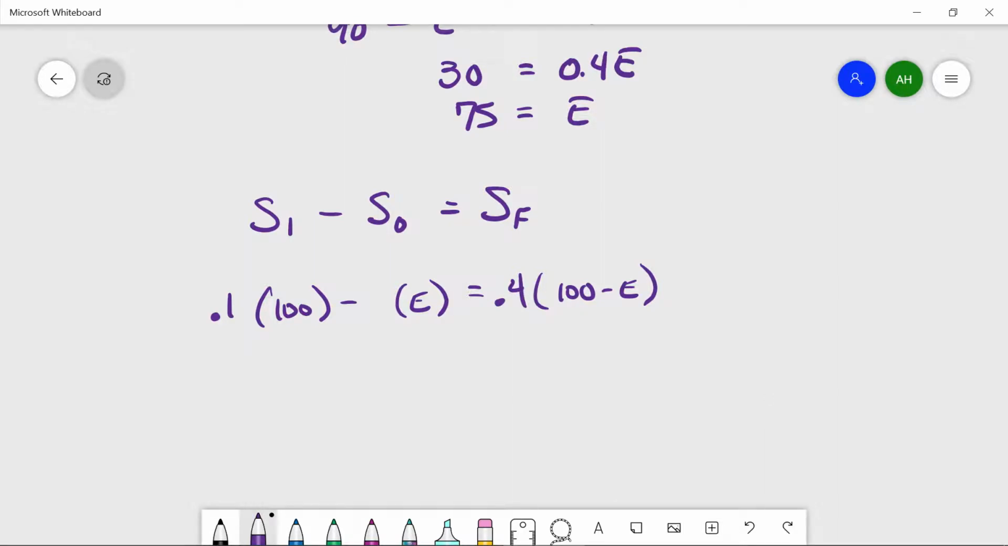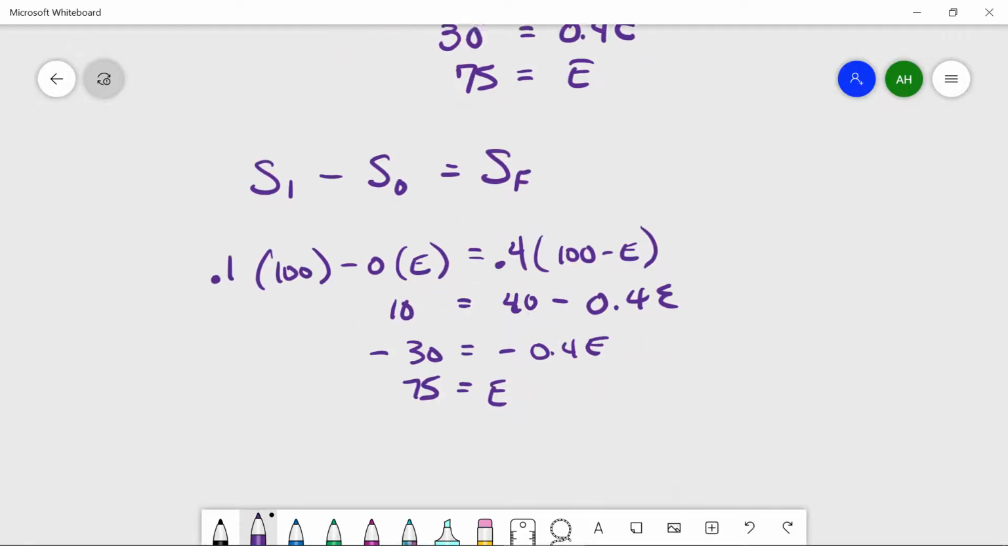One critical thing we need to remember right here: there's not going to be any salt that evaporates. We're going to evaporate some water, but not any salt. So here I'm going to have a 0 there. When I multiply this out, I wind up with 10 equals 40 minus 0.4E. Moving things around, I get negative 30 equals negative 0.4E. Divide those out, and E equals 75. So the same thing: I'm going to evaporate out 75 gallons.